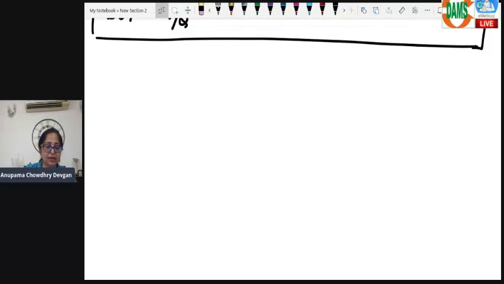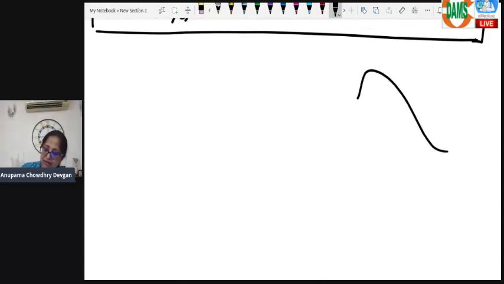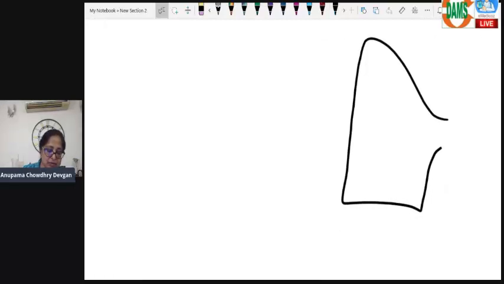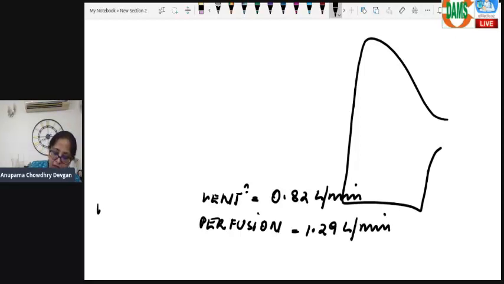Now let's try and understand this a little more. What are the ventilation and perfusion in the standing position in the lungs? Please remember, this is what happens during standing. Ventilation at the base is 0.82 liters per minute, and perfusion at the base is 1.29 liters per minute. So the VQ ratio is 0.63 at the base.